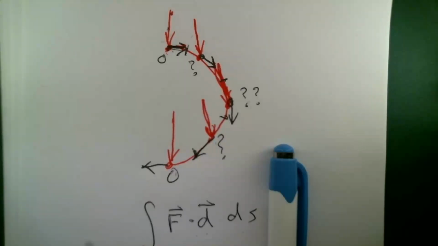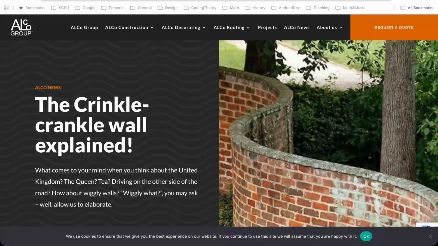So that terminology deserves some explanation. This is one example of many you can find out there. Apparently the expected or accepted term for these things is a crinkle crankle wall, but you will see these kinds of walls where the bricks are laid out in like an S curve in all kinds of places. The University of Virginia famously has a whole lot of these wavy walls. You see them a lot in the United Kingdom.